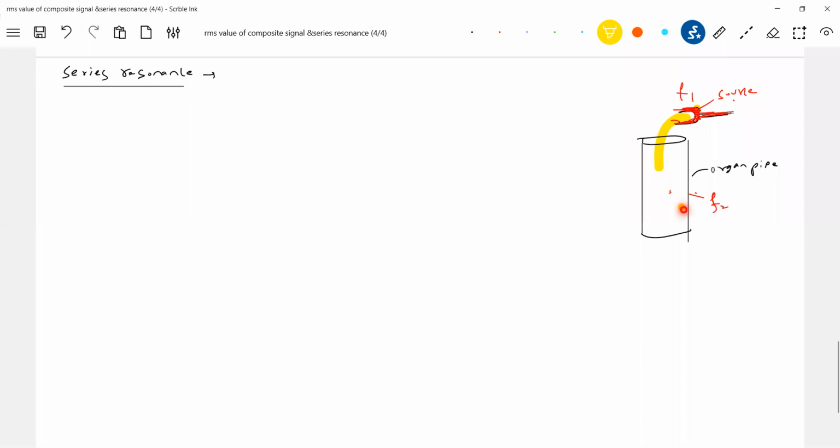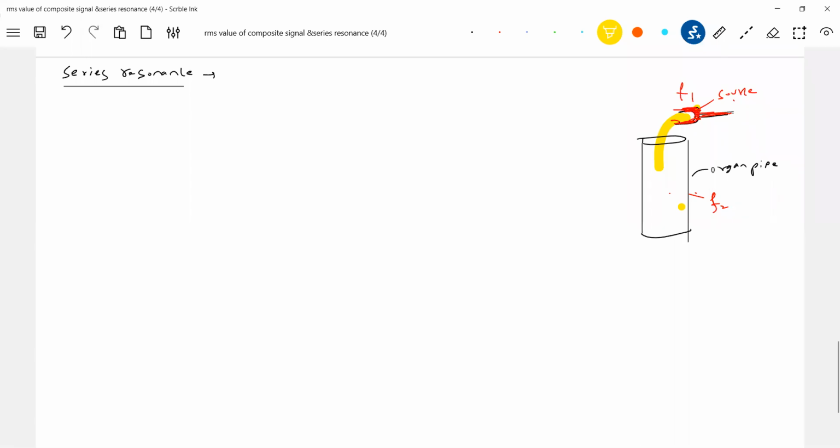What is the organ pipe? Suppose a person is blowing a whistle. What is the organ pipe? It's the mouth. That altogether, the jaws, the tongue, the lips, everything becomes the organ pipe. So when resonance occurs, then we get maximum sound.